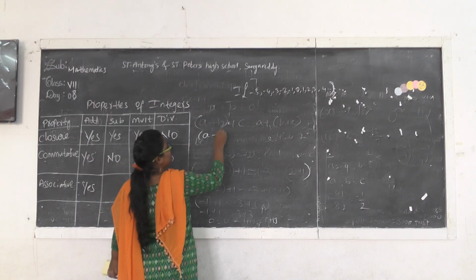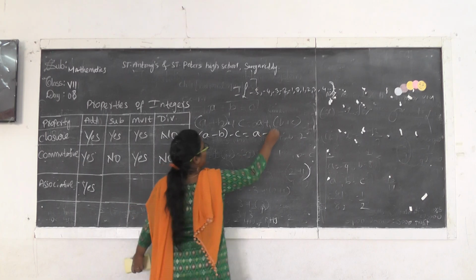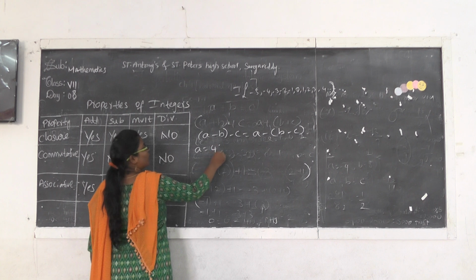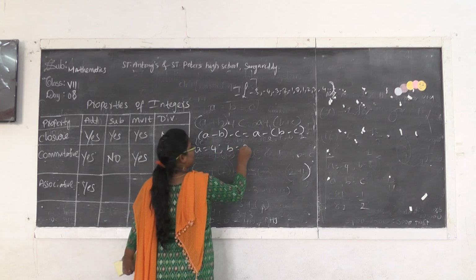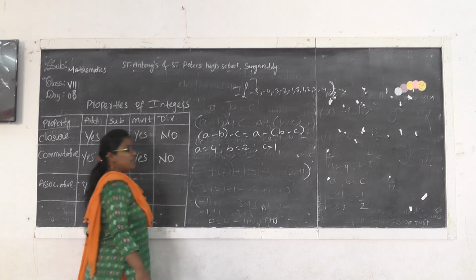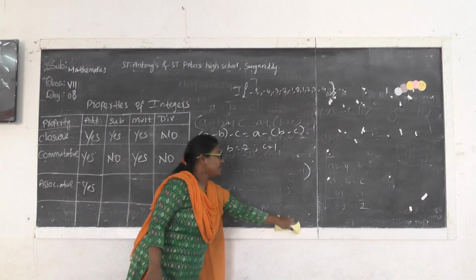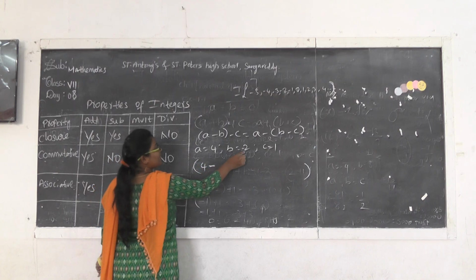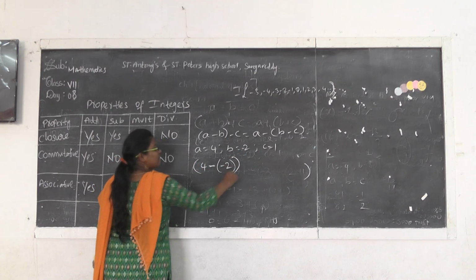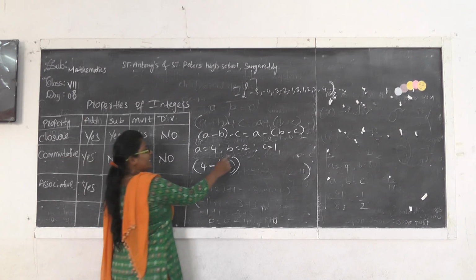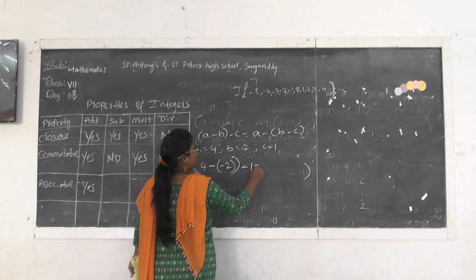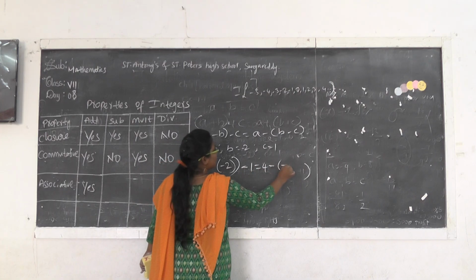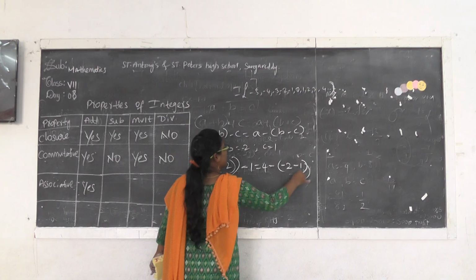So (A minus B) minus C equals A minus (B minus C). Here I am assuming A equal to 4, B equal to minus 2, C equal to 1. So let us check whether it is satisfied under subtraction or not. Now A value, 4 minus 2, so use the bracket and substitute the value. Next minus C value 1 equals A value 4 minus B value minus 2, C value minus 1.